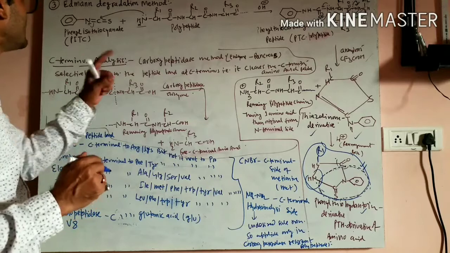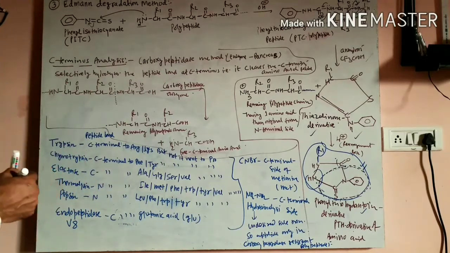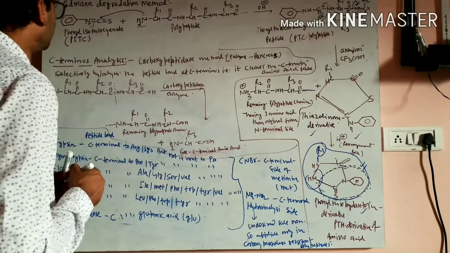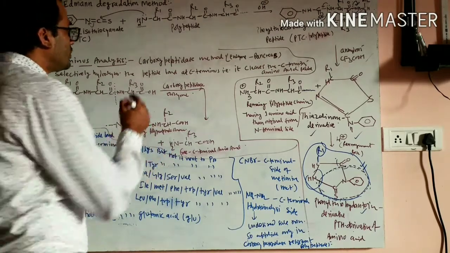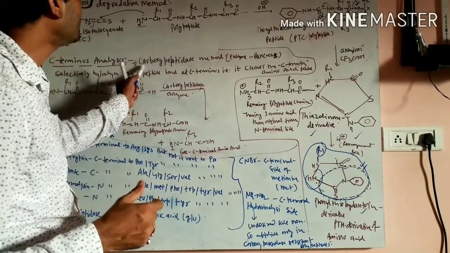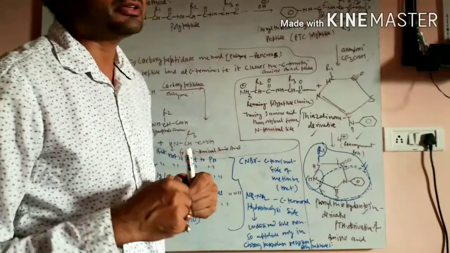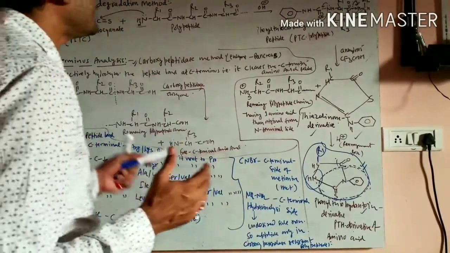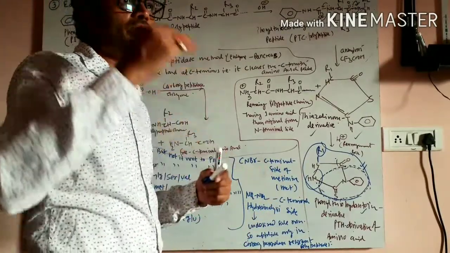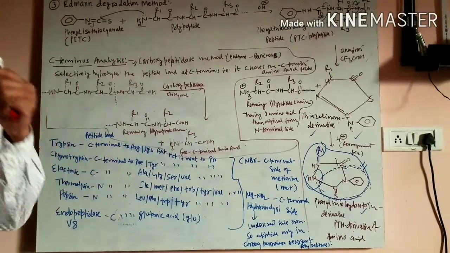Now the other side is the C-terminal side, so C-terminal analysis. The only method available for C-terminal analysis is the carboxypeptidase method. This is not actually a chemical method. This is an enzymatic method. We do enzymatic cleavage of the polypeptide chain from the C-terminal side.